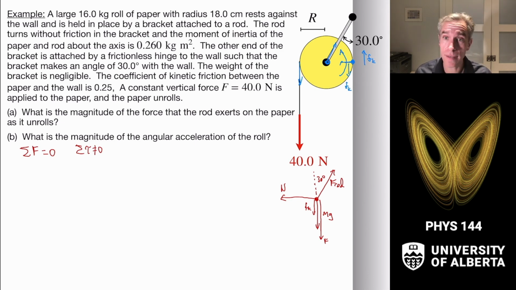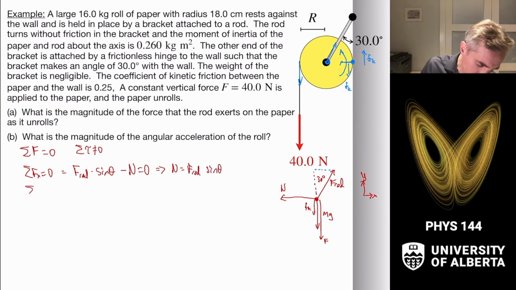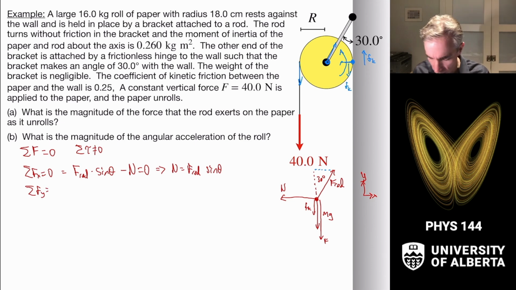Well, we can figure out what's happening by setting the sum of the forces in both directions equal to 0. So if I set things up where this is an xy coordinate system, the sum of the forces in the x direction says that F rod times sine theta, and I'm looking at my free body diagram seeing that component right there, that's F rod sine theta, minus the normal force is equal to 0. That's great. We've just learned what the normal force is. So that means the normal force is equal to F rod sine theta.